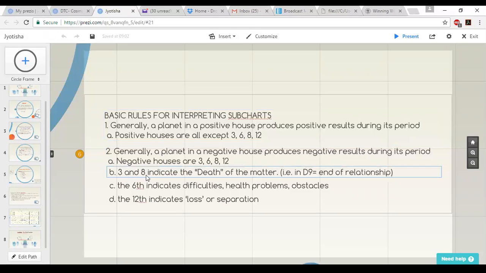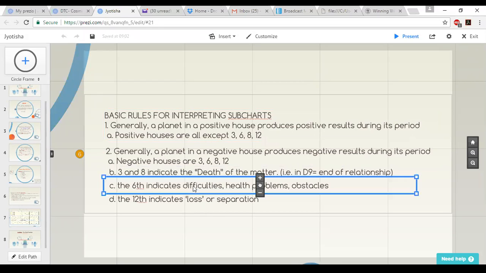So the 3rd house and the 8th indicate the death of the matter. Now, mind you, the word death is a strong word. It just means the end of the matter. So if it's the subchart of property, again, you may separate from the property. If it's a subchart of a partner, there may be a temporary separation. It doesn't mean the partner dies. Okay, so please don't misunderstand that. The 6th house in a subchart indicates some obstacles, health problems, difficulties that lead to problems with that subchart.